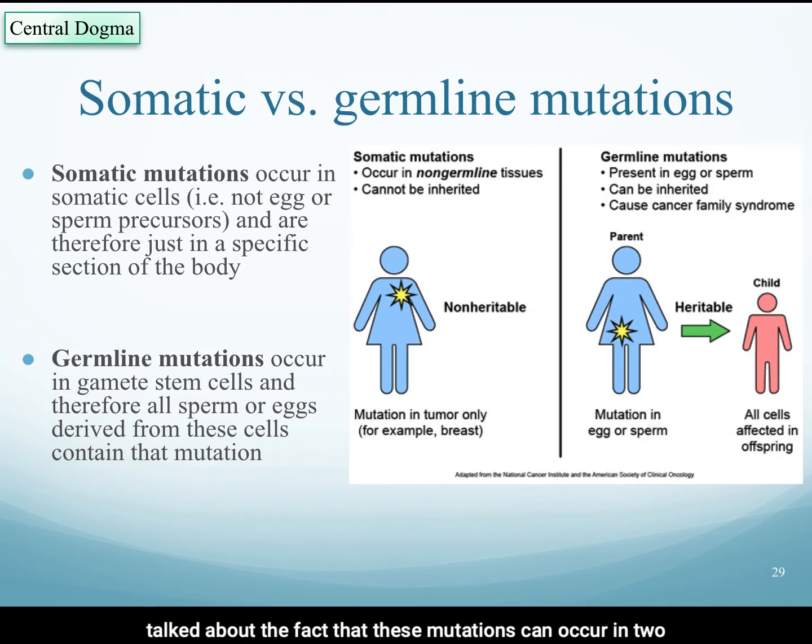We've talked about the fact that these mutations can occur in two different types of cells: the somatic cells and the germline or the sex cells. The somatic cells are not the egg and the sperm precursors. They are specific to various sections of the body. So somatic mutations occur in non-germline tissue and therefore cannot be inherited. Germline mutations occur in stem cells that either form egg or sperm, and because of this, these germline mutations can be heritable.